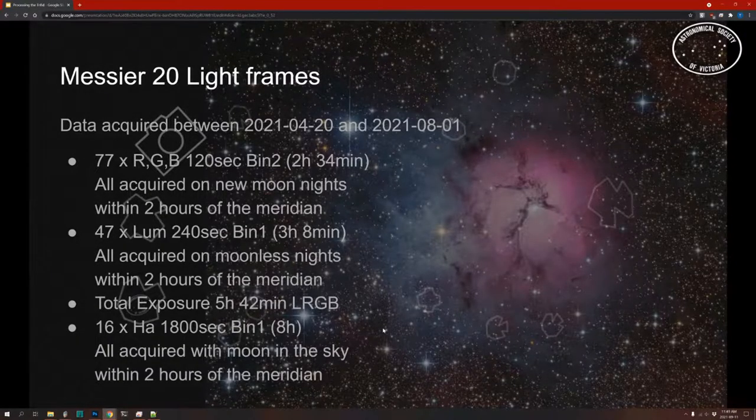The other thing I took in those 3.5 months was, when the moon was up, I also acquired 8 hours of hydrogen alpha data. So 16 30-minute exposures of hydrogen alpha. And at the moment, I've not incorporated those into this image. I haven't actually incorporated them into any. I haven't produced a final image from them.